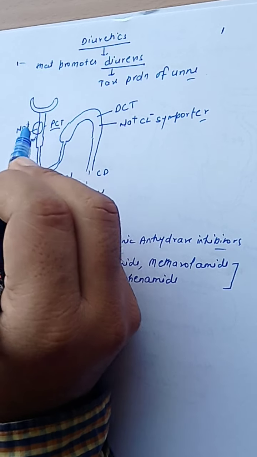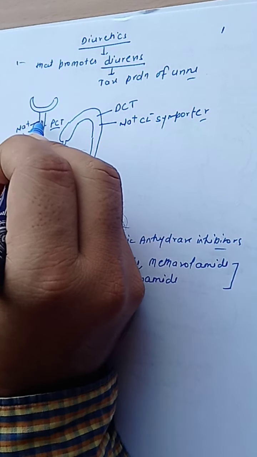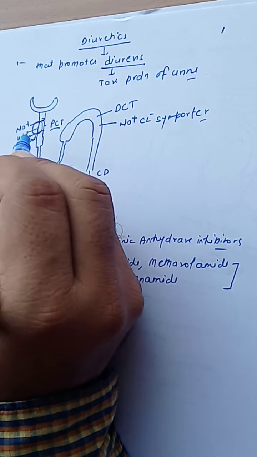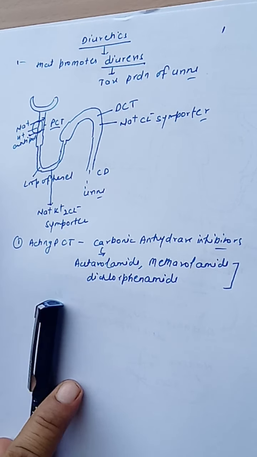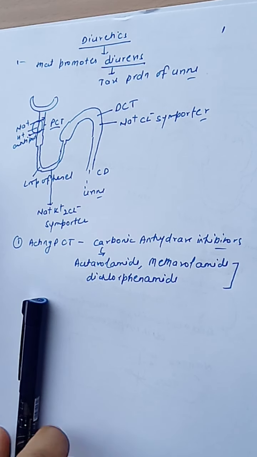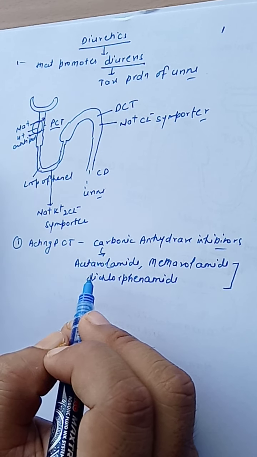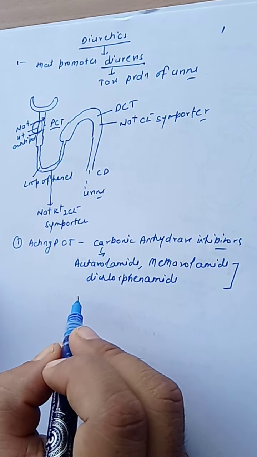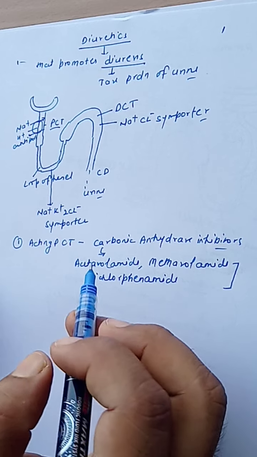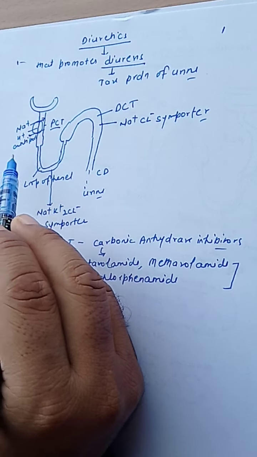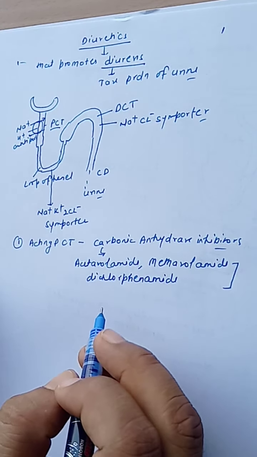As I told you, there is an antiport system in the PCT, where there is reabsorption of sodium and excretion of hydrogen ion. That's why it's an antiporter system. So these drugs, carbonic anhydrase inhibitors, inhibit the enzyme carbonic anhydrase. Due to that, sodium reabsorption will not happen and excretion of hydrogen will not happen.